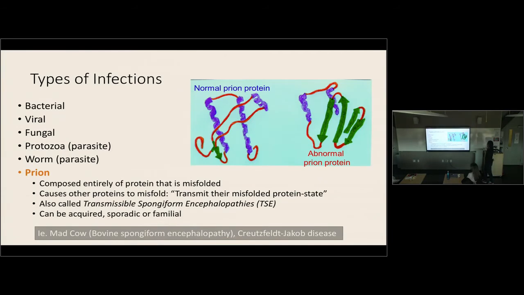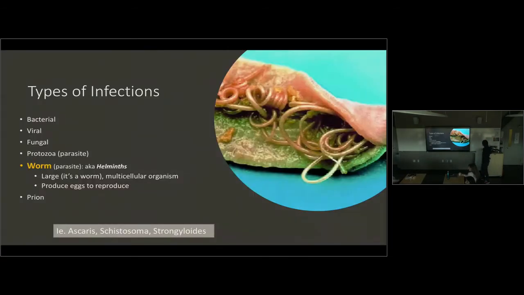And then just really briefly, prions, which people, yeah, sorry. You said you see them in the colon and people don't even know they have it. What percent of worms are symptomatic and problematic? I'm just curious. Most people don't have worms. Most people in the U.S. don't have worms.